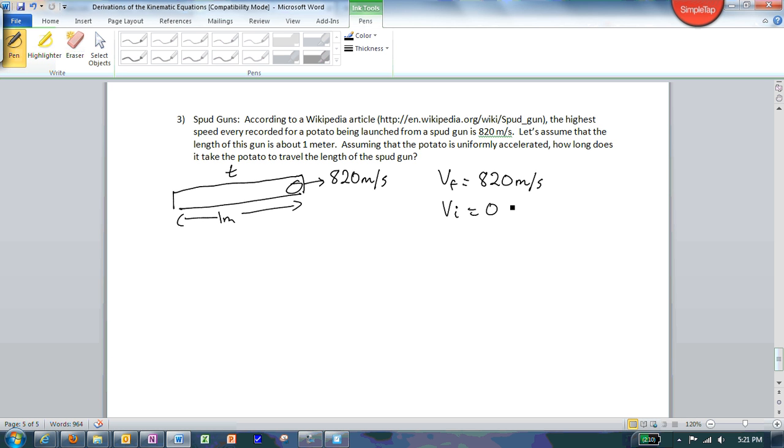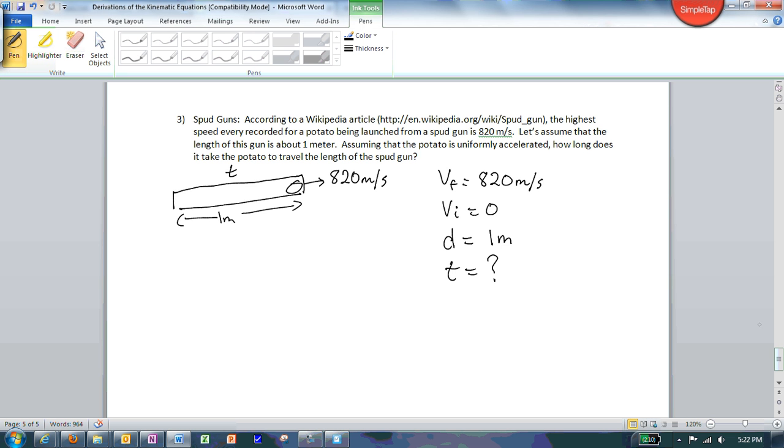Often you might look at a problem and think that you don't have enough information, and it's possible that either the initial or final velocity is 0. So we've got the final velocity, initial velocity. We know that displacement is 1 meter, and we're looking for the time.